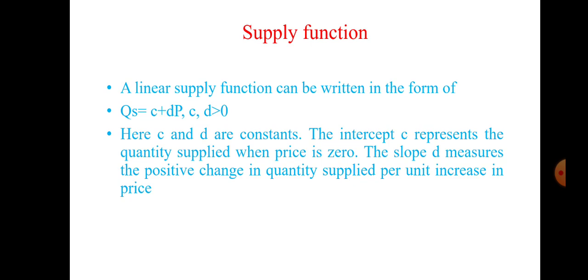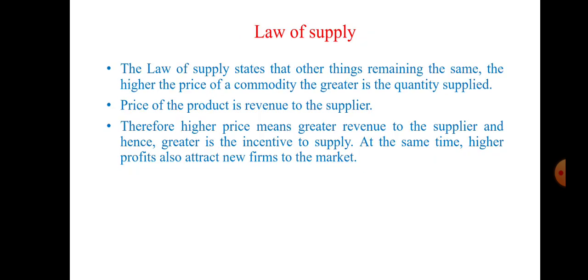It is a linear expression: Q, the quantity of the commodity supplied, is equal to c plus dP, where c is a constant and d will always be greater than 0. And here also we have the law of supply. It states that, other things remaining the same, the higher the price of a commodity, the greater is the quantity supplied. That is, the price of the product is revenue to the supplier. Therefore, a higher price means greater revenue to the supplier, and hence greater incentive to supply. At the same time, higher profits also attract new firms to the market.